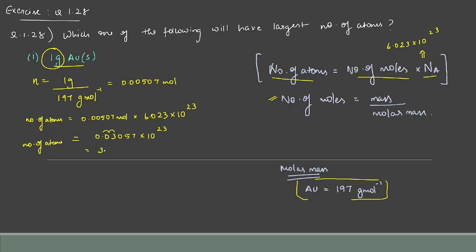To write it in a better way, let's take the decimal 2 points to the right. So 3.057, and since we have taken it to the right, 10 power minus 2 we'll write into 10 power 23. So which will finally be equal to 3.057 into 10 power 21 moles. Sorry, not moles, atoms.